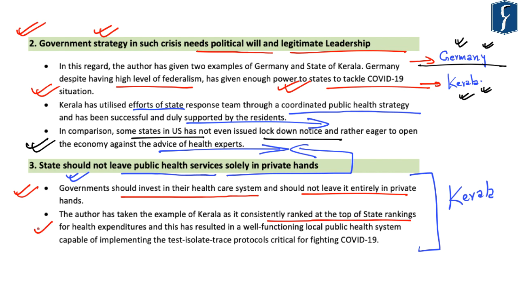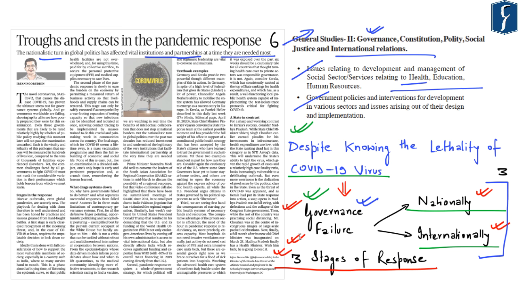rankings for health expenditures, and this has resulted in a well-functioning local public health system which is capable to implement the test, isolate, and trace protocols, which is critical in order to fight the COVID-19 situation. So these are the three aspects highlighted by the author, whereby more coordination and collaboration is required in order to fight the COVID-19 virus, not only nationally but also internationally. Thus, this topic becomes important primarily from the perspective of your mains examination under GS paper 2.